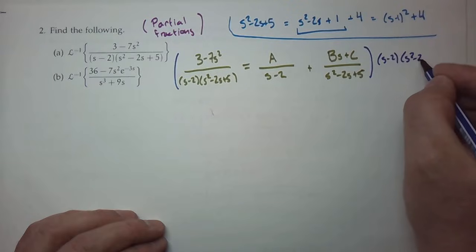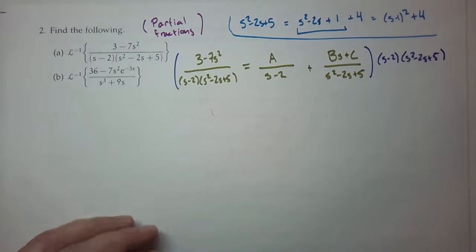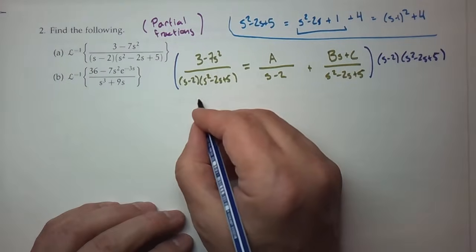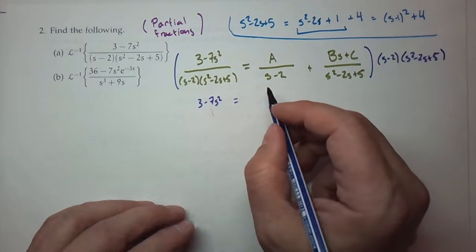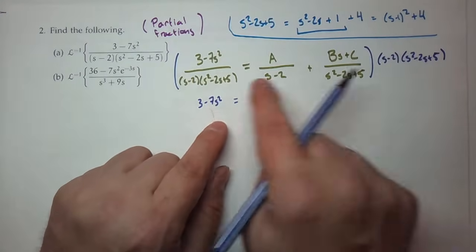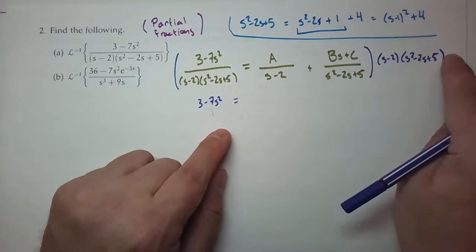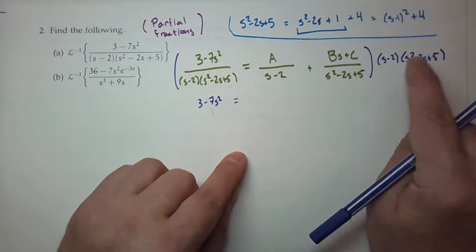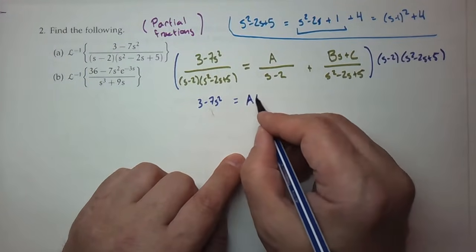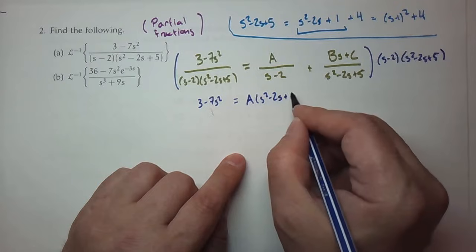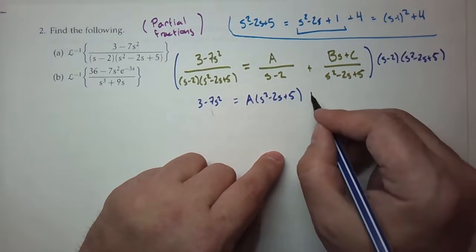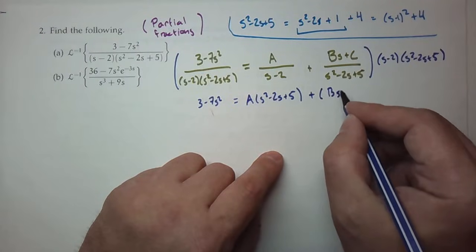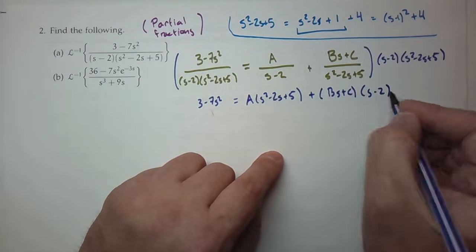Okay, so we say, great, now we have the form. And we'll multiply through, clear out the fractions, because fractions have been a challenge for us throughout our math career. So let's try to avoid them. The denominator completely cancels on the left. In the first term, the s minus 2's cancel, so we have A times s squared minus 2s plus 5. And in the second term, the s squared minus 2s plus 5 cancels, so we get B times s plus C times s minus 2.